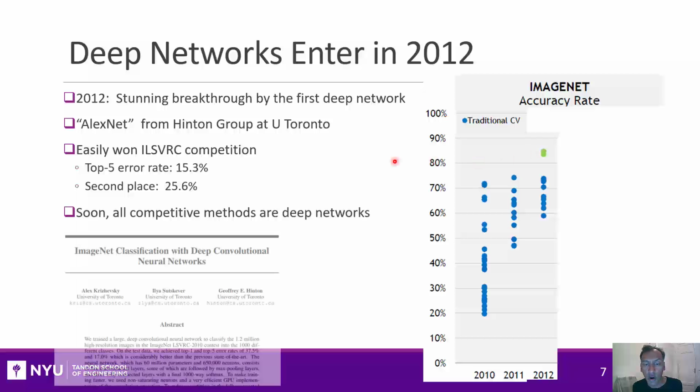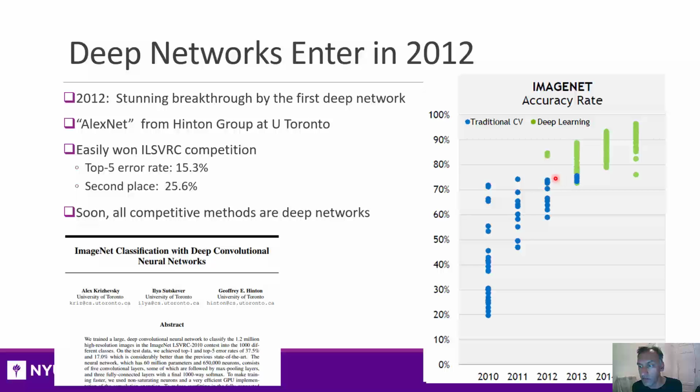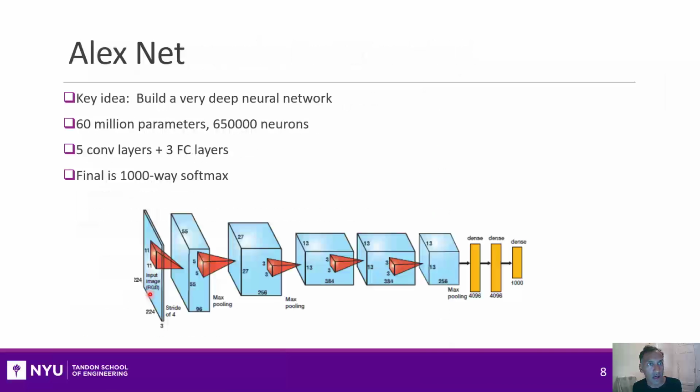And soon, really, all the remaining competitive networks would be deep networks in the subsequent years, and the performance would improve more. The paper that ended up coining this network would go on to be really one of the key initial papers in deep neural networks, and we'll talk about this network as we walk through this class.